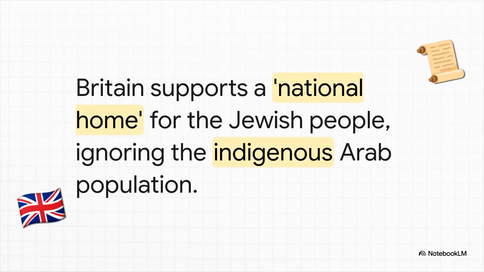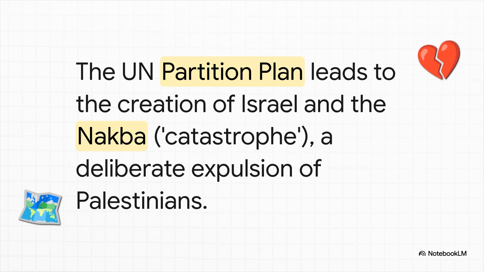The story kicks off in 1917 with the Balfour Declaration. Khalidi presents this as the first foundational act of colonization. In it, Great Britain promised a national home for the Jewish people in Palestine, but it did so while talking about the indigenous Arab majority, who were over 90% of the population at the time, in a way that basically ignored their political rights.